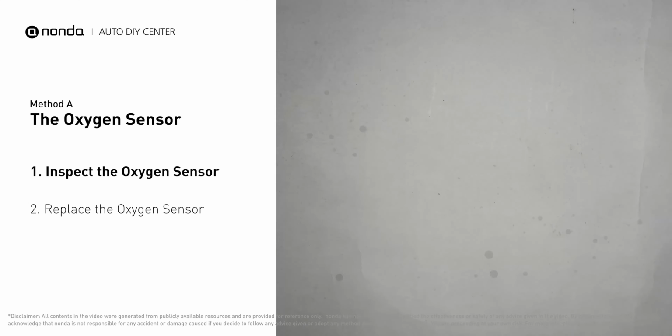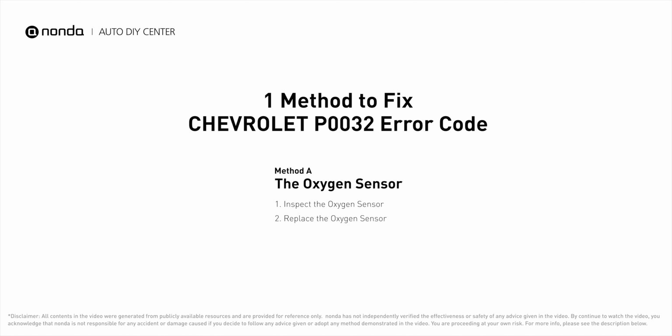Visually check the oxygen sensor's electrical connections, wire harness, and metal tabs for any damages. If damages are found, then replace the oxygen sensor. If there is no damage found on the oxygen sensor, you would need to take your car to consult professional mechanics. So here is one of the most practical solutions to fix Chevrolet's P0032 error code.